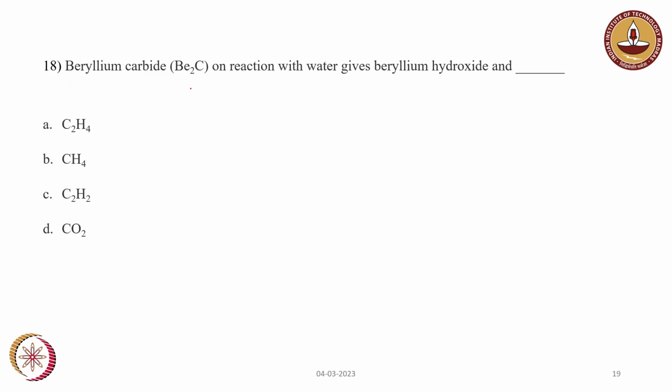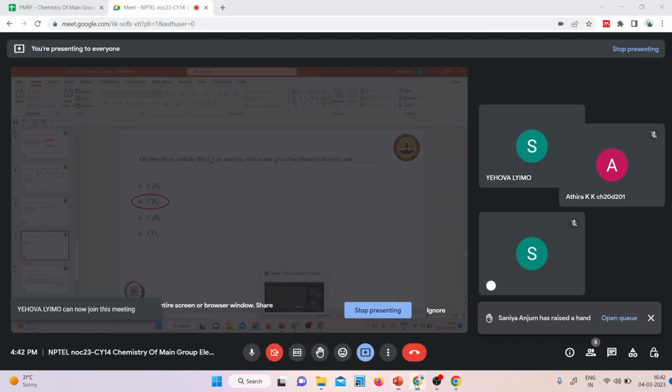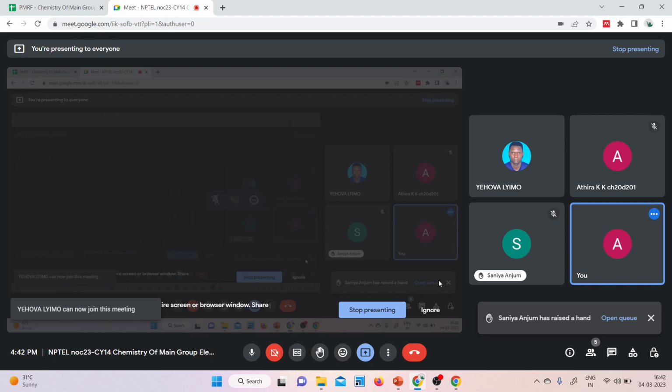Next question: beryllium carbide, that is Be2C, on reaction with water gives beryllium hydroxide, and which carbon compound is formed? In Be2C only one carbon is present.